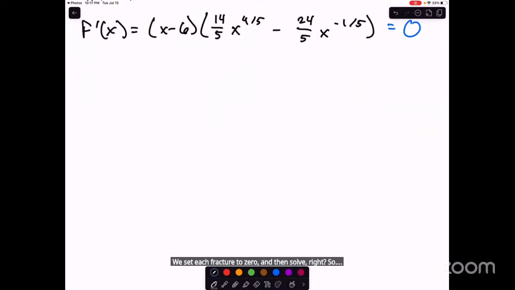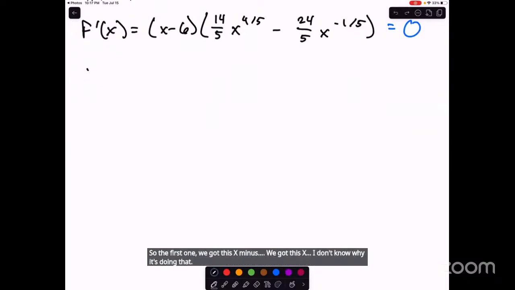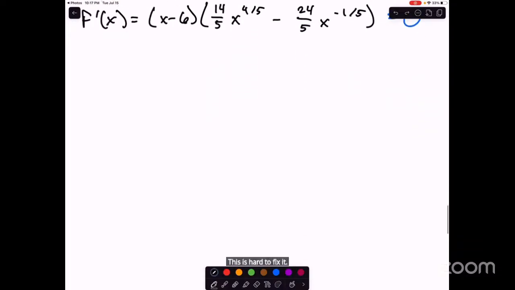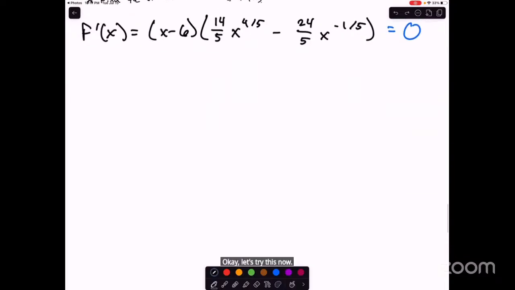So the first one, we got this x. I don't know why it's doing that. Let's see if I can fix it. Okay, let's try this now. So the first factor, there it is, x minus 6, we're going to set that equal to 0. And if we add 6 to both sides, then we get x equals 6. So that's one of our zeros.